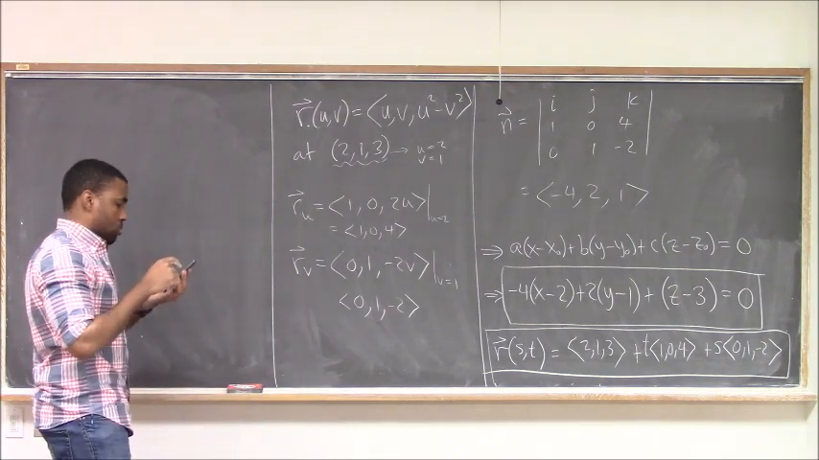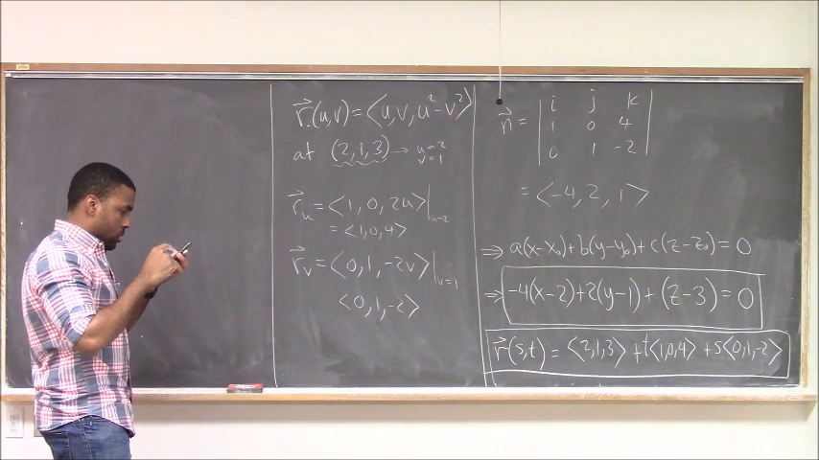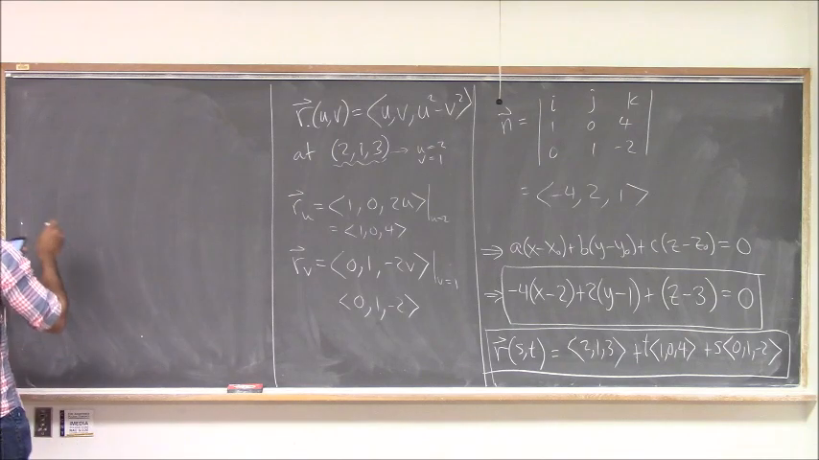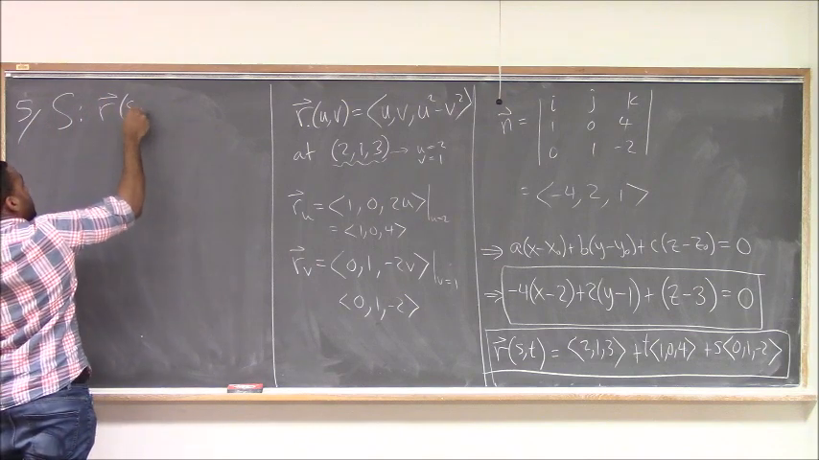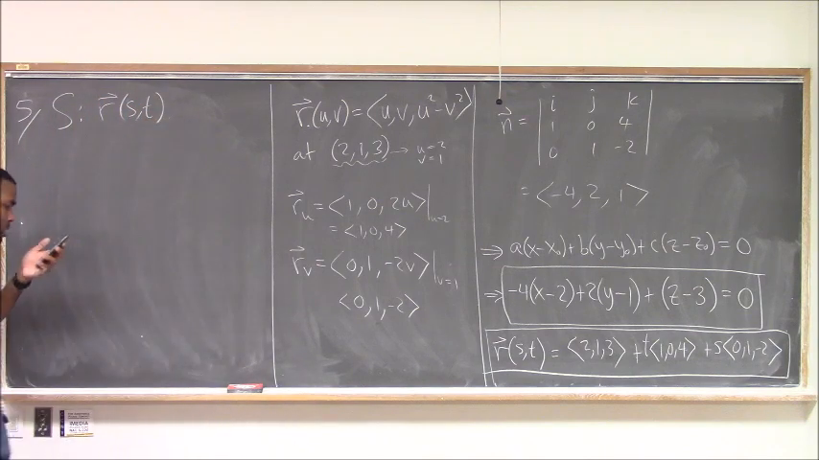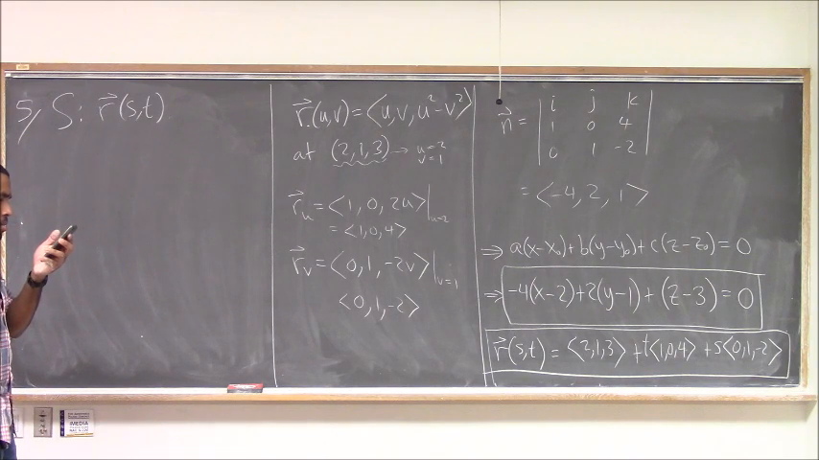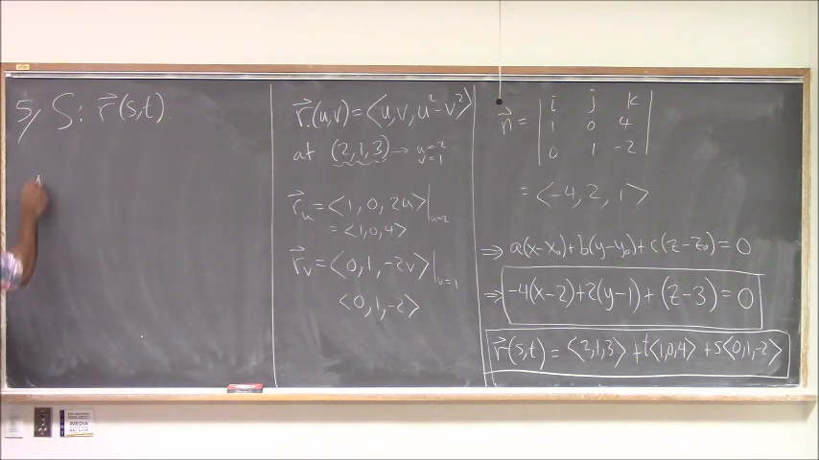Was that it? Now for a smooth surface S parameterized by r of s,t, this is the last one. So here my S, again, I parameterize by r of s,t. Find a formula for the surface area of S over D. So I'm assuming the points s,t lie in some domain D. What is the formula for the surface area?